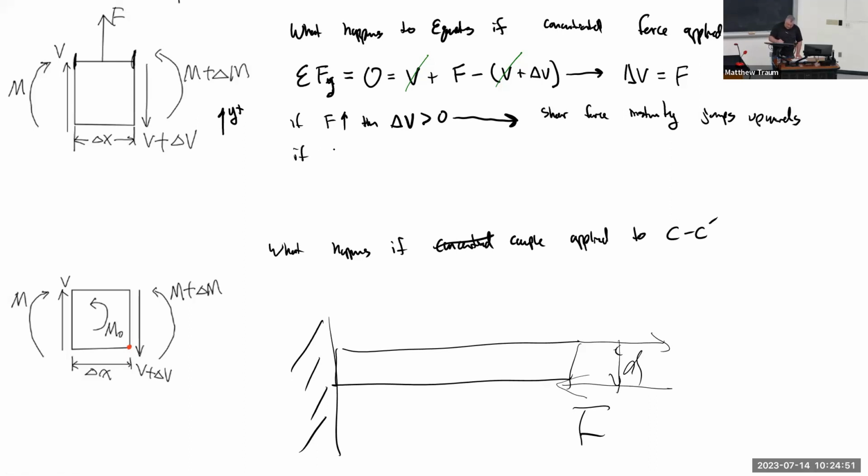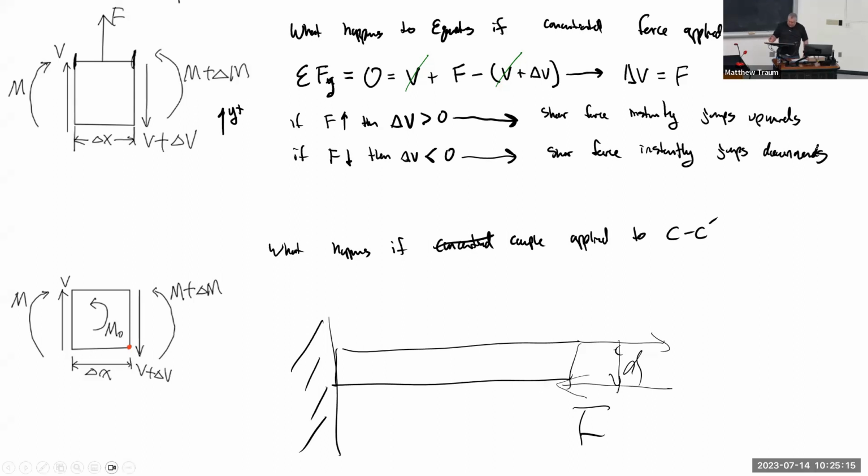And the alternative, of course, is that if the force is pushing downwards, then delta V goes the other way, it's negative. What that tells us is that the shear force instantly jumps downwards.